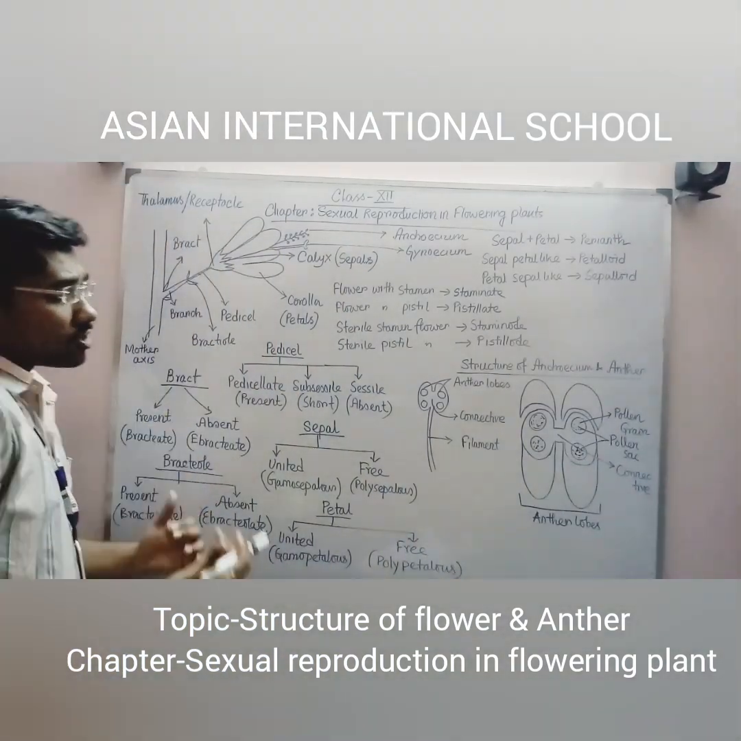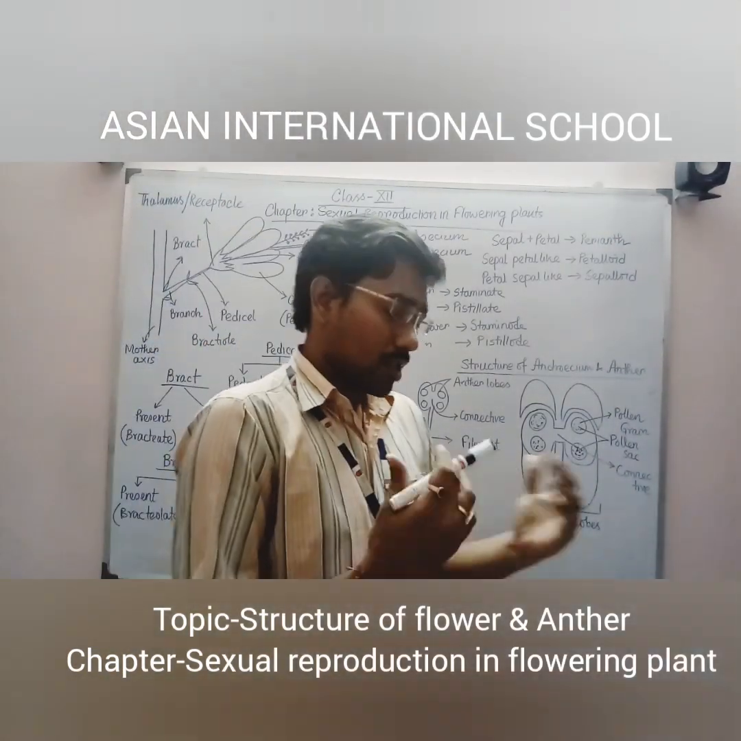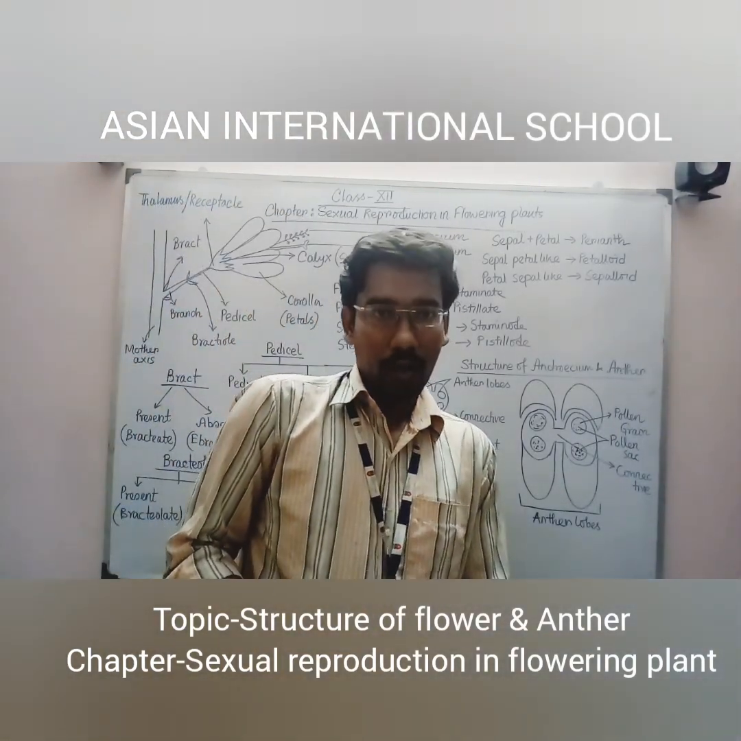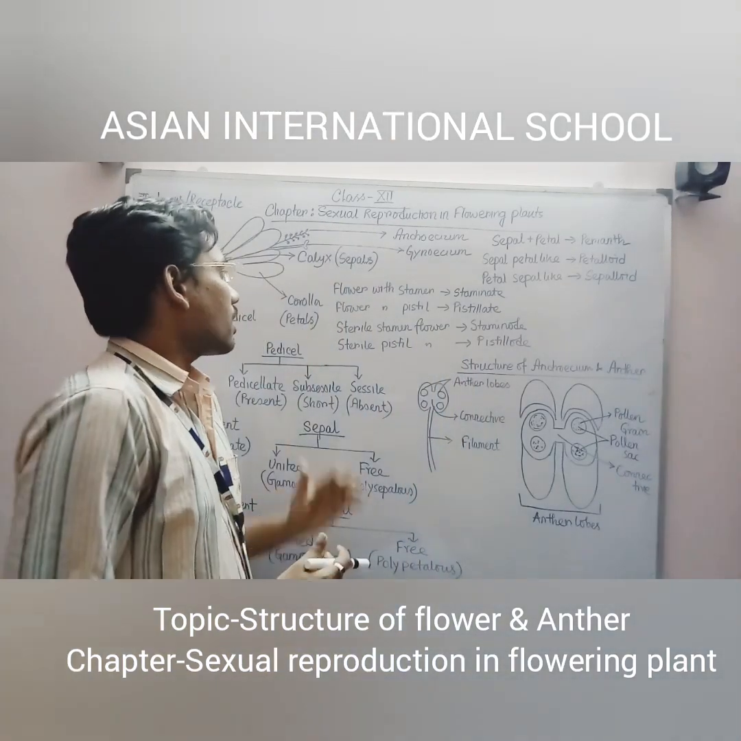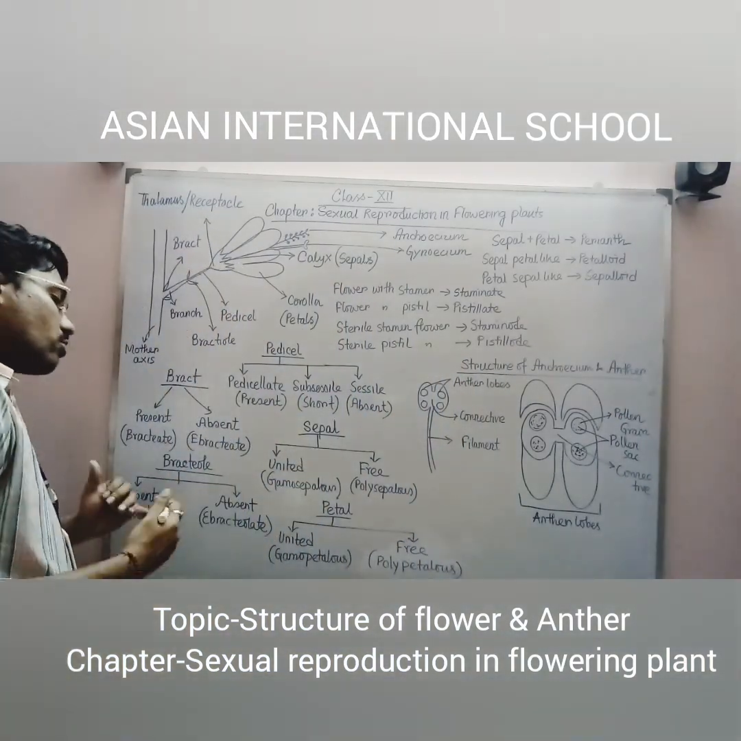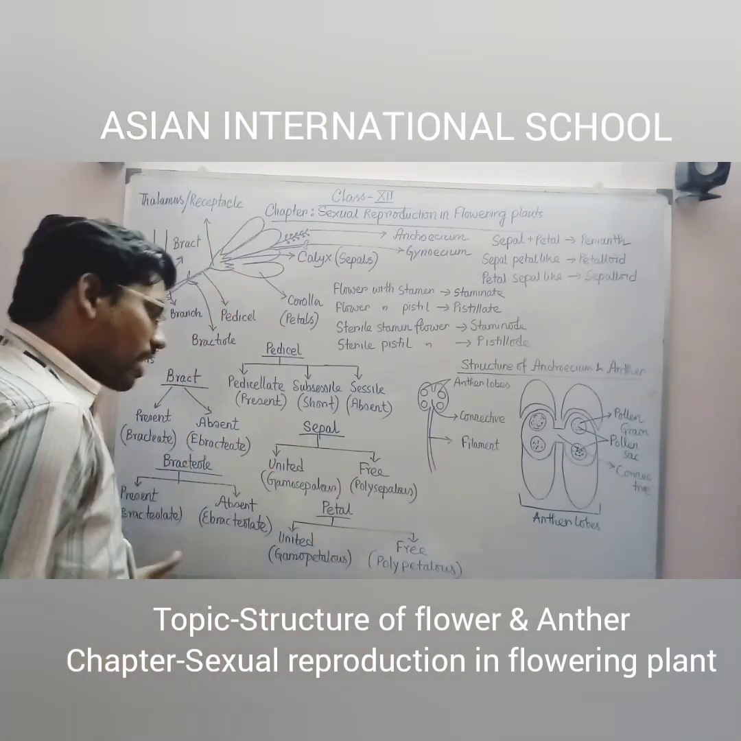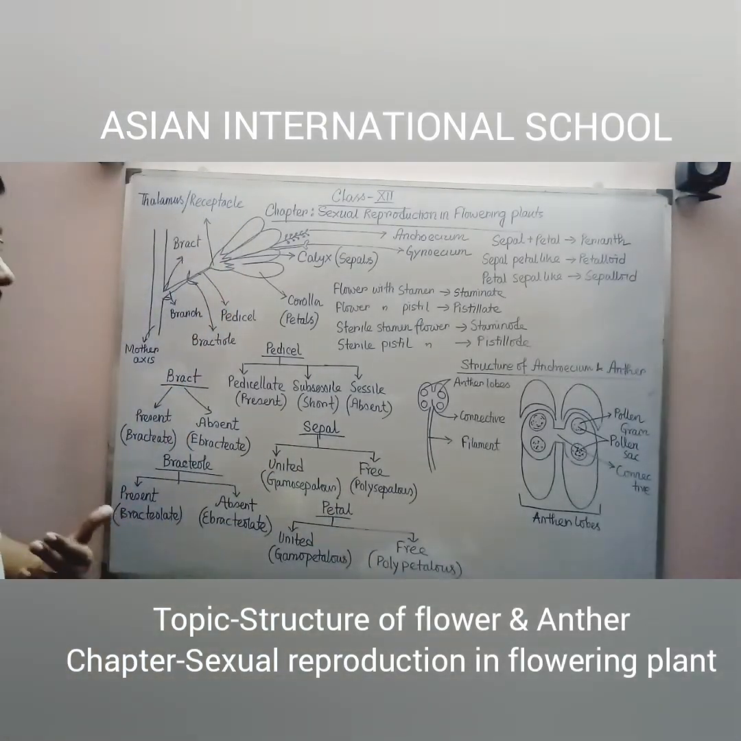So calyx is the first, outermost whorl, and each and every unit of that specific whorl is commonly known as sepal. And if the sepals are united, then it is known as gamosepalous. If the sepals are not united, but free, then it is commonly known as polysepalous.